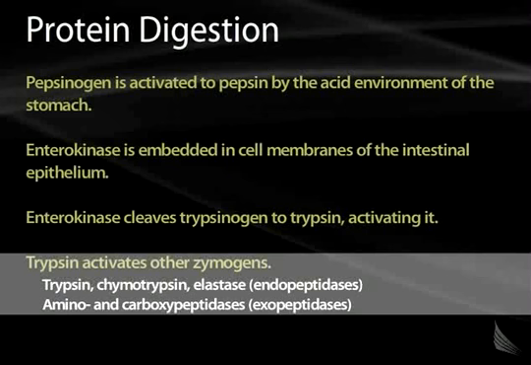It's able to activate other trypsinogen molecules to trypsin, chymotrypsinogen to chymotrypsin, proelastase to elastase, and also the amino and carboxypeptidases as well. Now, trypsin, chymotrypsin, and elastase are called endopeptidases because they cleave within the peptide chain itself, whereas the amino and carboxypeptidases chew off amino acids from either end, the carboxy or amino terminal end of the proteins.